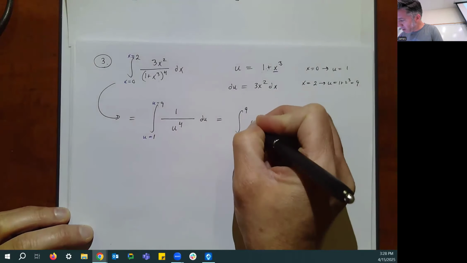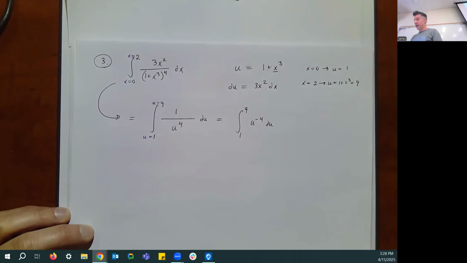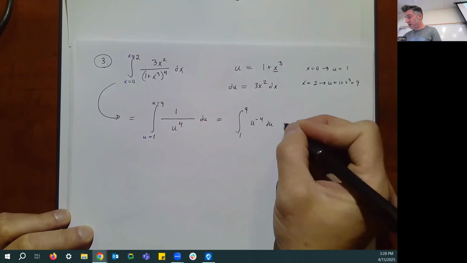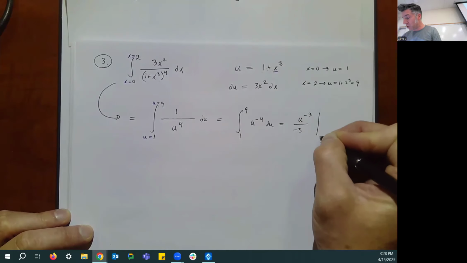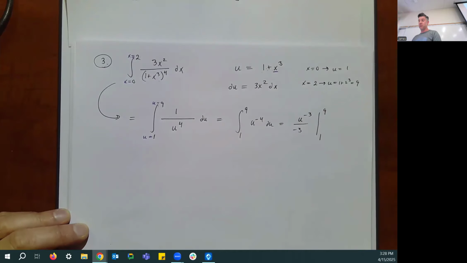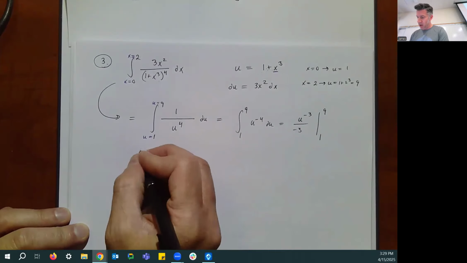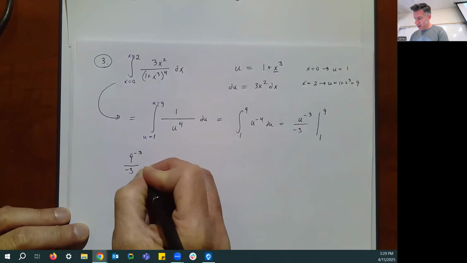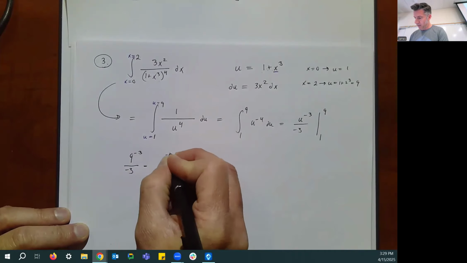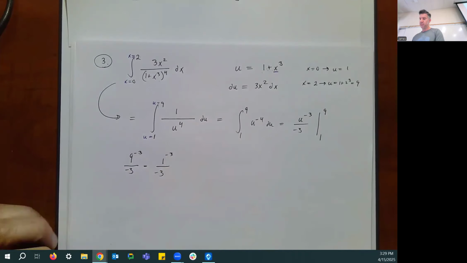Okay. So if we antidifferentiate u to the negative fourth, we get u to the negative third divided by negative 3, evaluated from u equals 1 to u equals 9. And then we're just going to plug in. And we're going to get a not very nice answer, but 9 to the negative third divided by negative 3 minus 1 to the negative third divided by negative 3.